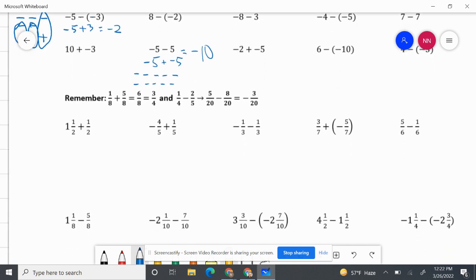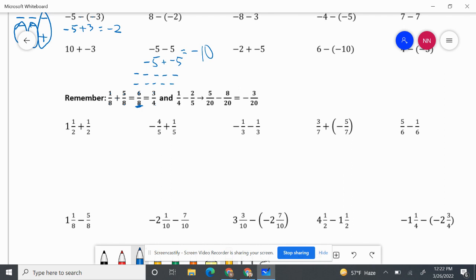Now, the next thing that we're going to look at is adding and subtracting fractions. The rules are going to be the same. What we have to remember is that when we have a common denominator, we keep the denominator the same. We add the numerators. 1 plus 5 is 6. And remember to reduce. 6/8 reduces to 3/4.